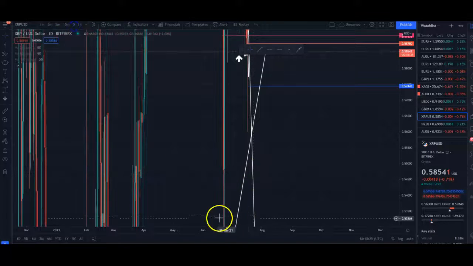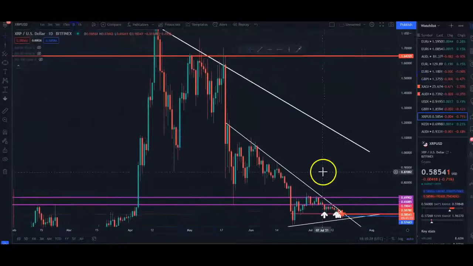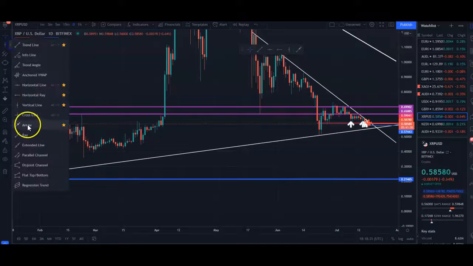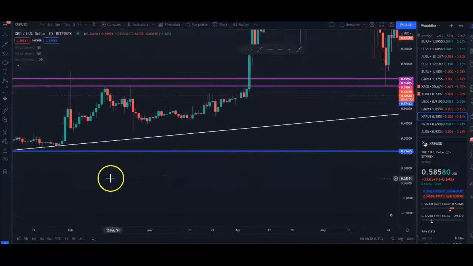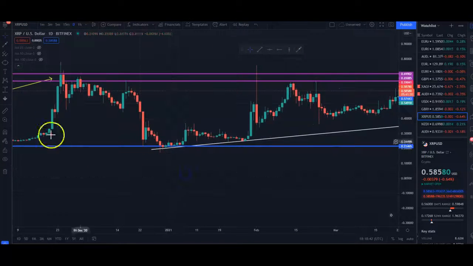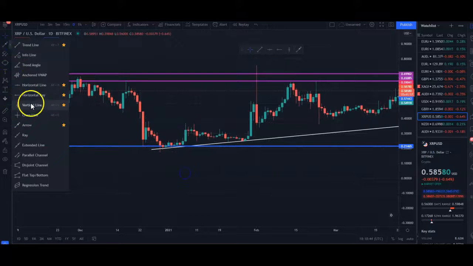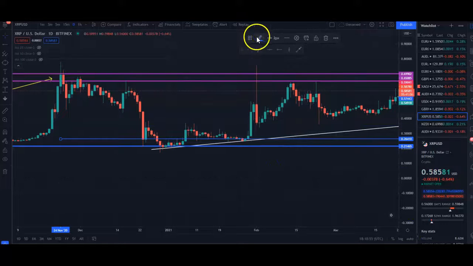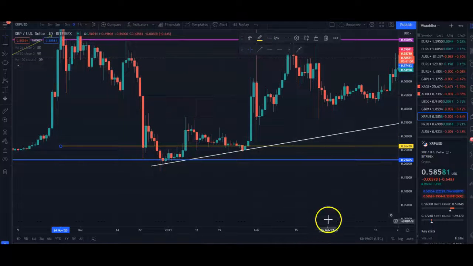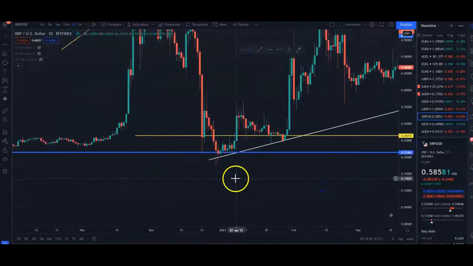When I look on the daily, what I see on XRP/USD is an order block coming in around 26 cents. Let me see if I can find it here. I'm going to go to horizontal ray, put in the price 0.2641. Okay, and we're going to change it to yellow so that way I see it. There we go.